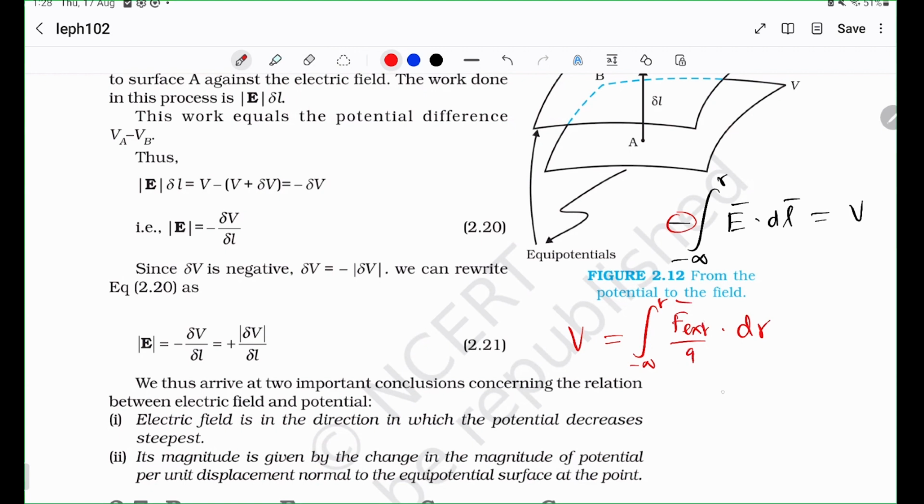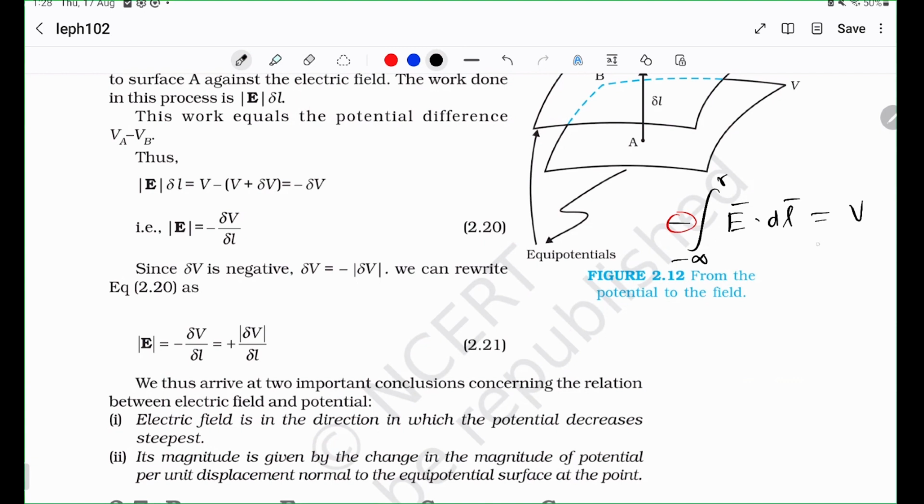But the external force is actually equal to the negative of the electric force, right? Because you want to barely exert enough force, just enough so as to not induce more kinetic energy into the charge. So therefore, you get a negative sign from here. Okay. All right. So there you go.